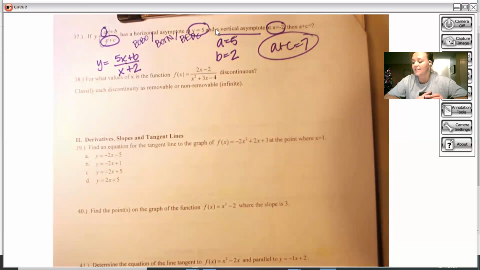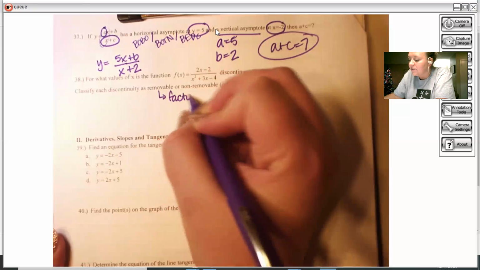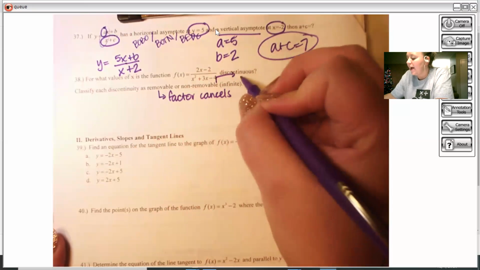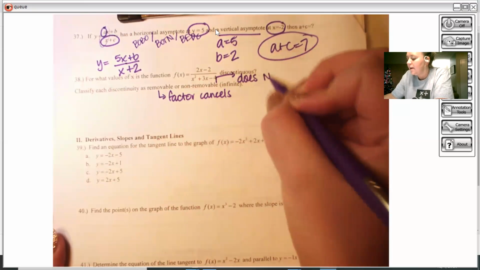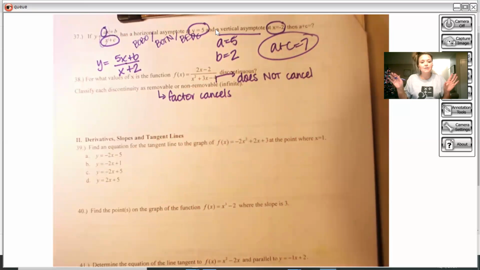Now, number 38 asks you about discontinuities. Okay, so think about it. A discontinuity is anything that makes the denominator 0. Does not matter if it's a removable, like a hole that cancels out, or if it's a vertical asymptote. Those both count, okay? So let's put here, removable, the factor cancels, or a non-removable, the factor does not cancel. Okay, but either way, still discontinuous, because as I'm drawing it, I'd have to pick up my pencil to do a hole, or I'd have to pick up my pencil to do an asymptote.